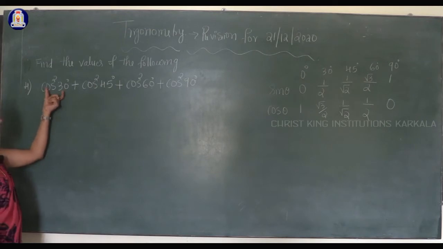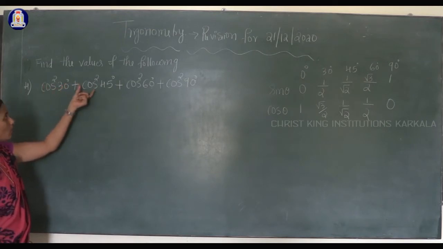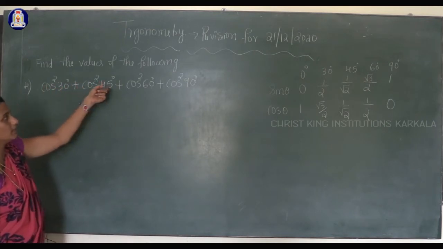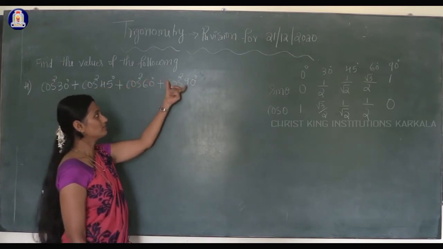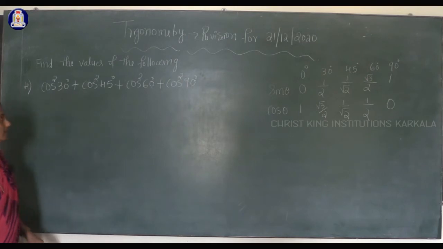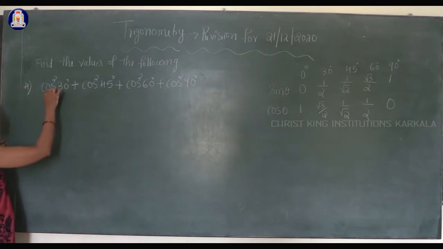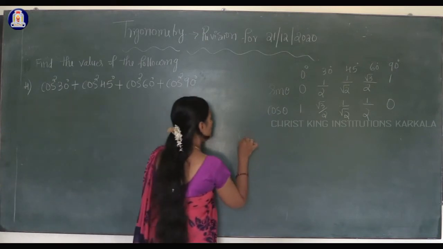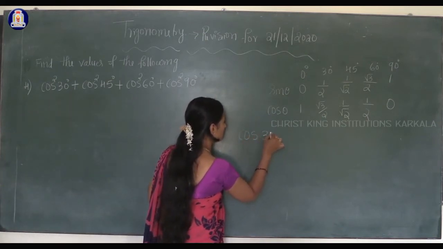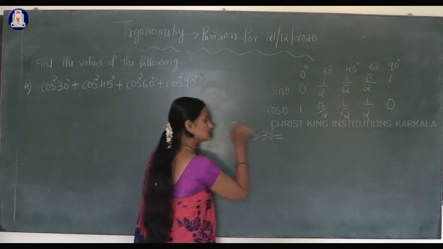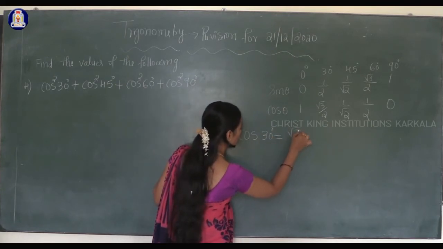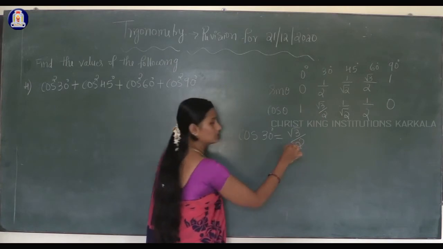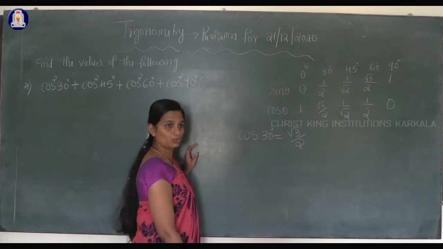Cos square 30 degree plus cos square 45 degree plus cos square 60 degree plus cos square 90 degree. See here, it is cos square 30 degree. You know the value of cos 30 degree, correct? What is the value of cos 30 degree? Cos 30 degree is root 3 by 2.